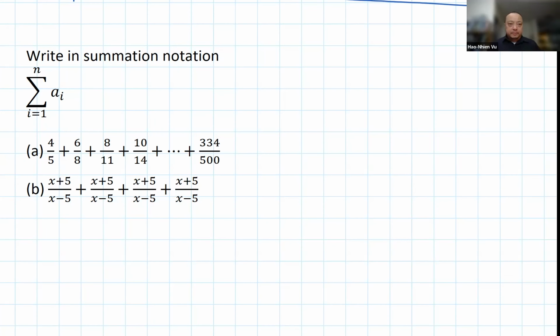Now part B. Strategy is still the same. Step 1, see which elements change from term to term. Step 2, recognize the pattern of the changes. And step 3, write it mathematically with respect to i. Oh, look, they don't change. If they don't change, then they don't change. They remain x plus 5 over x minus 5 the whole time.